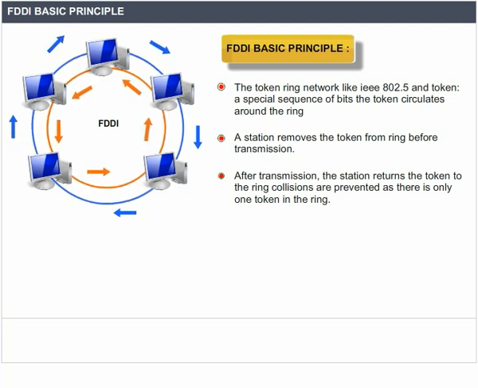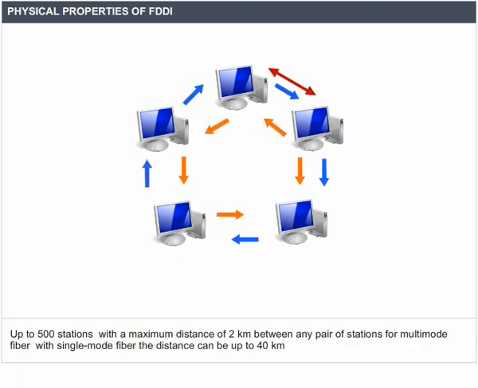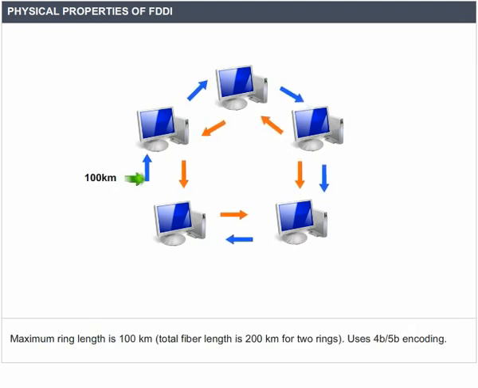Physical properties of FDDI. Dual counter-rotating token ring architecture. One ring is primary and the other is secondary. Up to 500 stations with a maximum distance of 2 km between any pair of stations for multimode fiber. With single mode fiber, the distance can be up to 40 km. Maximum ring length is 100 km. Total fiber length is 200 km for 2 rings. Uses 4B/5B encoding.